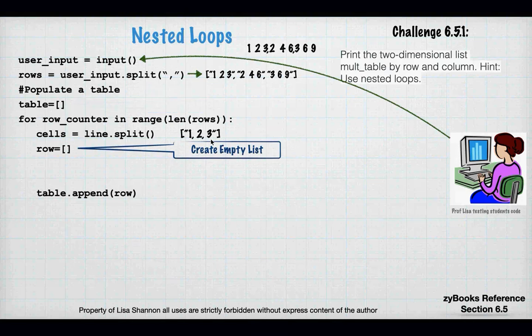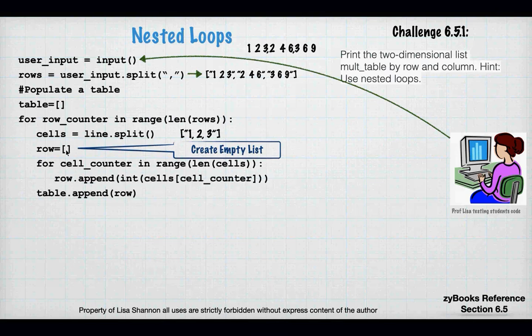So I have now just created an inner loop. And this is for cell counter in range the length of cell. So it'll be 0, 1, and 2. And what I'm going to do here is take these and populate row. So I'm going to have row 1, 2, and 3, and then I am going to append that to the table.